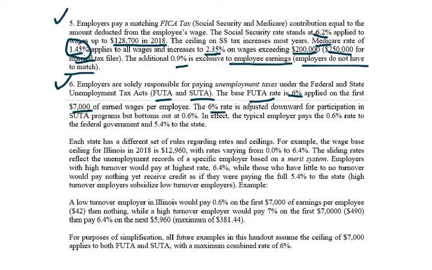And again, what we do is we take the 6% rate and adjust it downward for participation in the state programs. But the minimum federal rate you're going to pay in is 0.6%. So that means, in effect, most states are going to do what? They're going to collect the 5.4%. That's going to go to the state, and the 0.6% is going to go to the federal government.